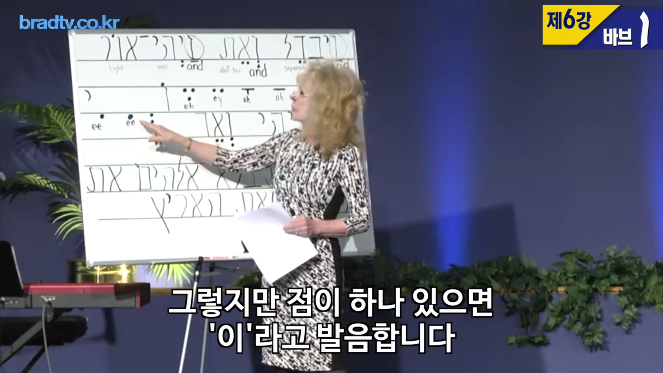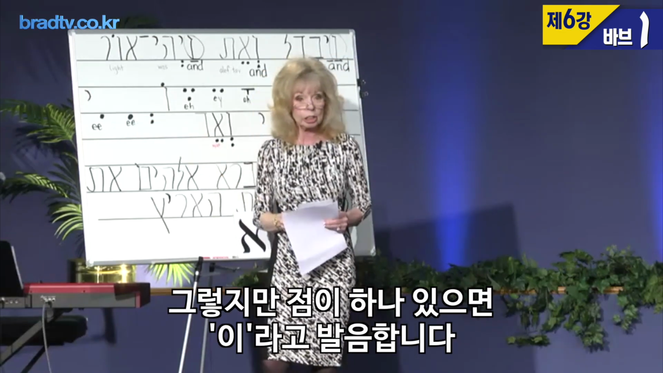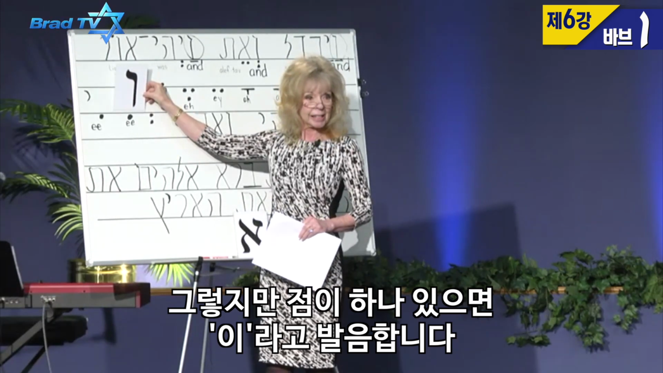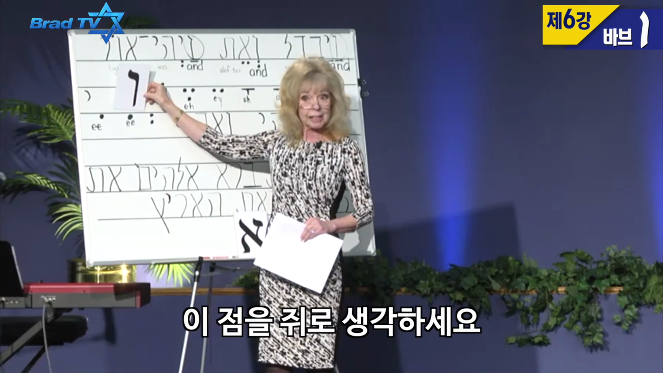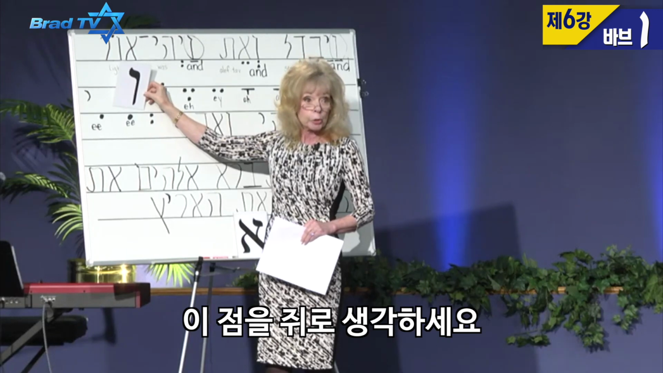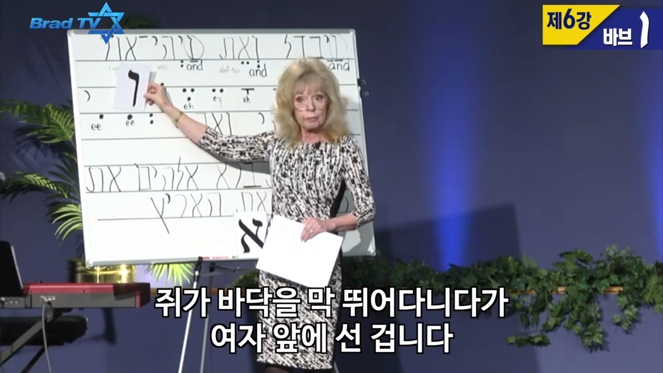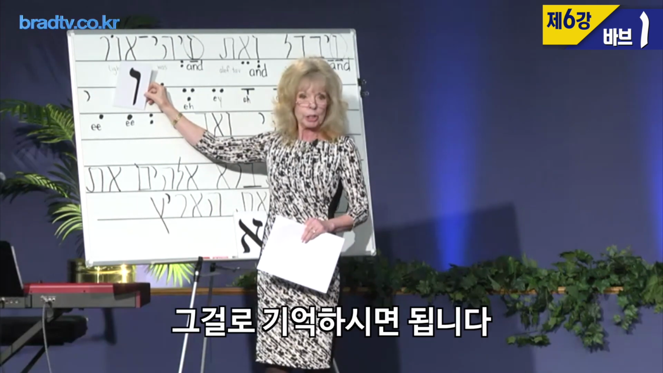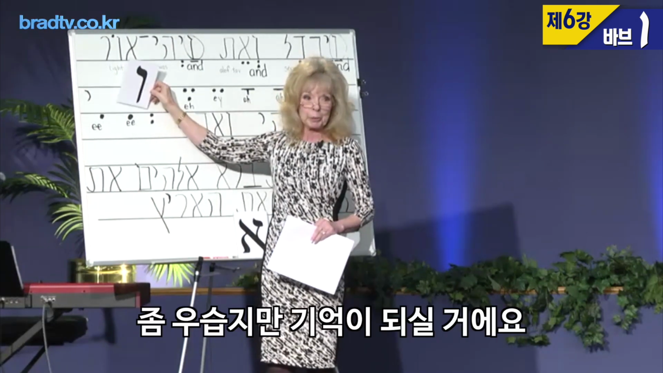All right, but if you see a single dot under a letter, you're going to say E, like in C. And the way you remember that, single dot is like a little mouse running across the floor in front of a woman. And what is she going to say? E! That's how you remember it. Silly way, but it works.